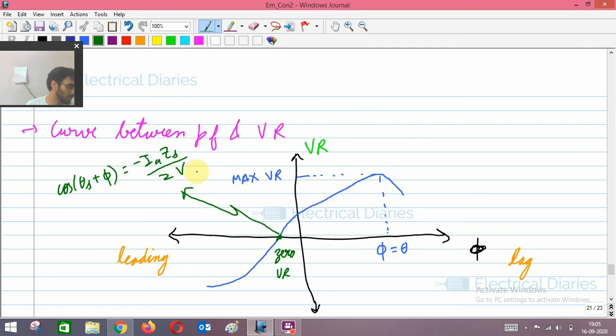So this topic is over. I hope I have not left anything. Always remember these things: zero voltage regulation occurs during leading power factor loads, and the maximum voltage regulation occurs at lagging. How you derive this curve, you can see from the standard books. If you're not getting it from any standard book, then you can ask in the doubt section on our website.